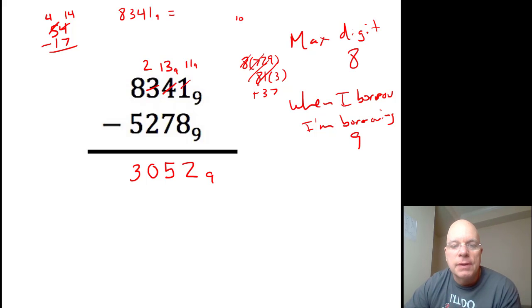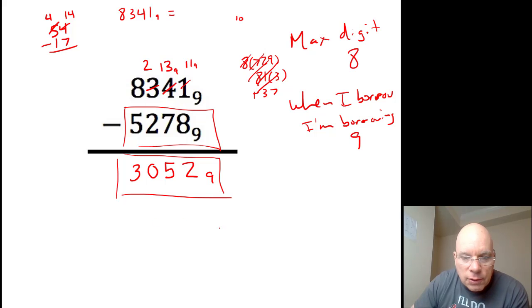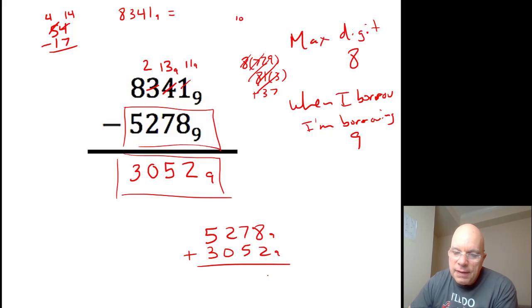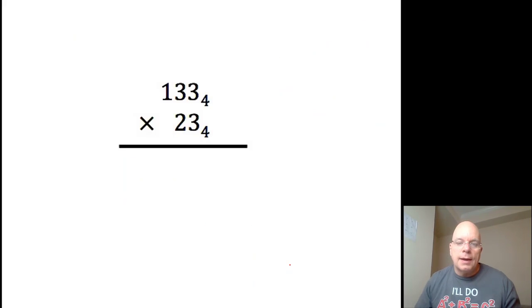I know a better way to check it. We can add our difference to our subtrahend and see if we get our minuend. Beautiful. 5278 plus 3052. Of course, both in base 9. 8 and 2 is 10, but that's 1, 1, and 1, 9. 7 and 1 is 8, and 5 is 13, which is 4 and 9, and that's a 3, and that's 8. 8, 3, 4, 1. Yep, good, good. All right.